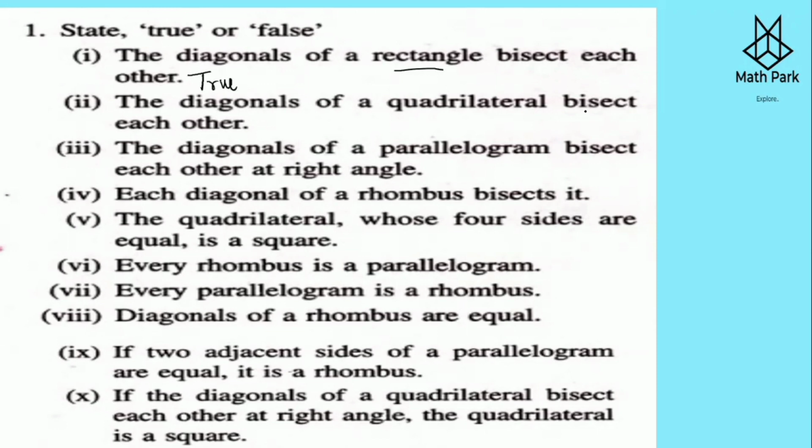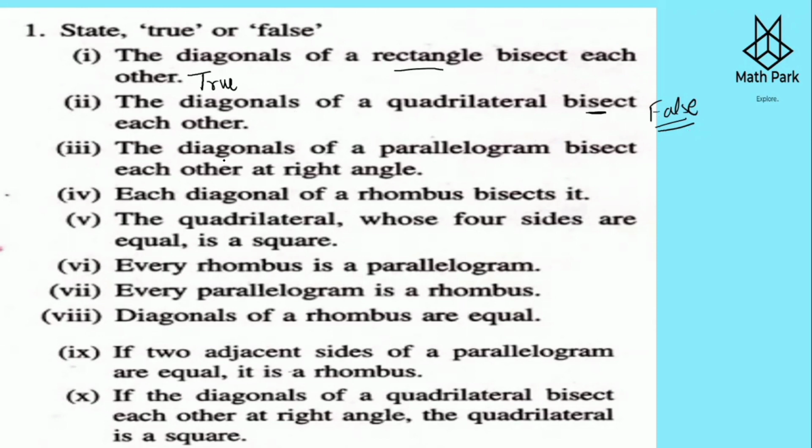The diagonals of a quadrilateral bisect each other. Now this is false. Why is it false? Because only for special quadrilaterals will the diagonals bisect. For any irregular quadrilateral they will not. So the diagonals of a quadrilateral will bisect only in case of a parallelogram, all types of parallelogram.